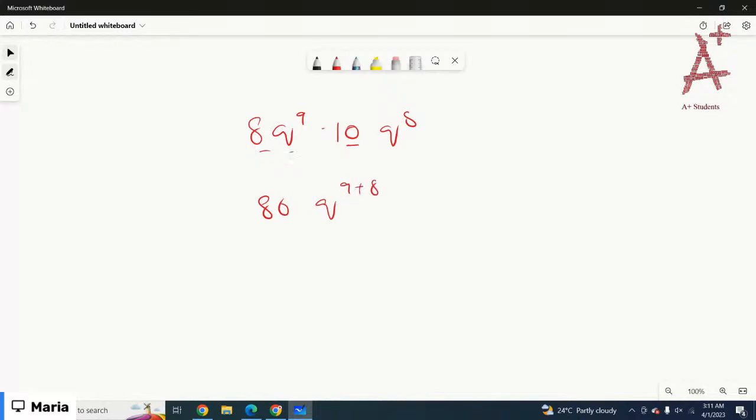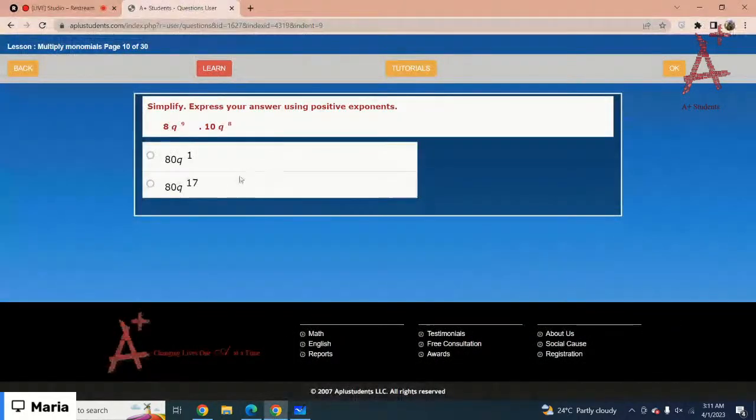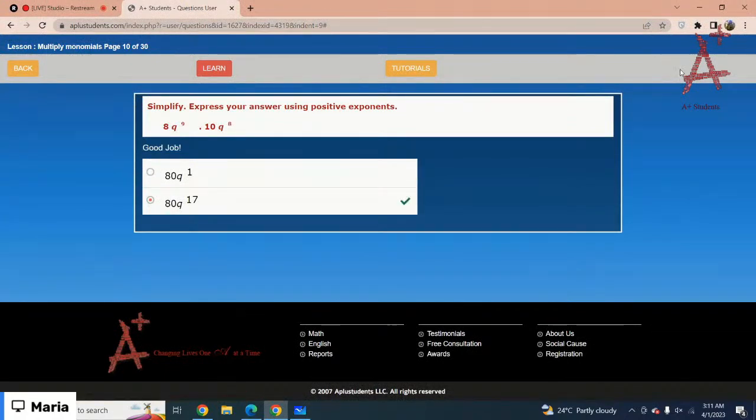So 9 plus 8, this one has exponent 9 and here you have 8. So you have to add the exponents. So it would be 80q17. Got it? The correct option is 80q17. So just select the correct option and click on the OK button.